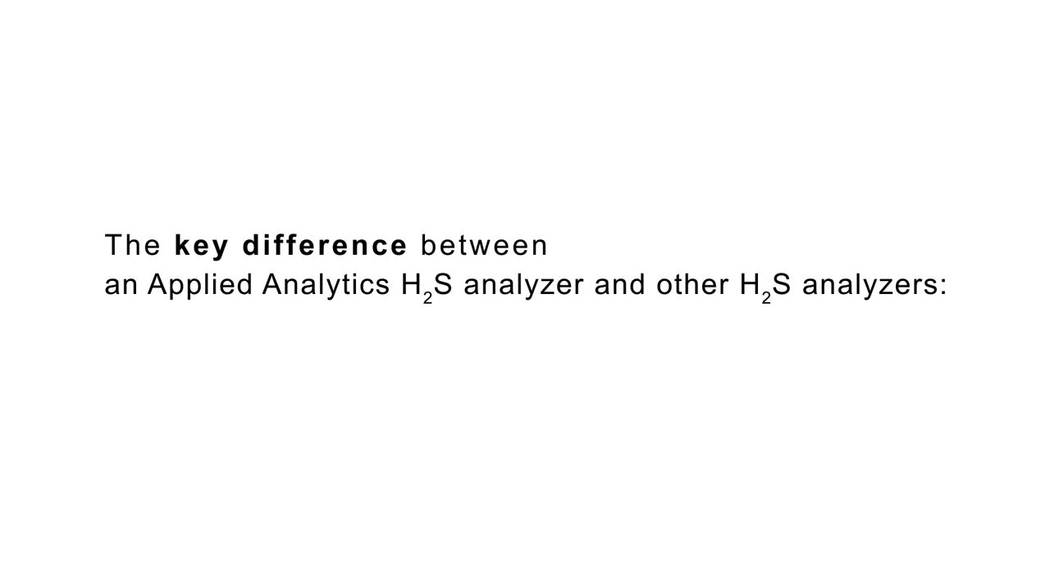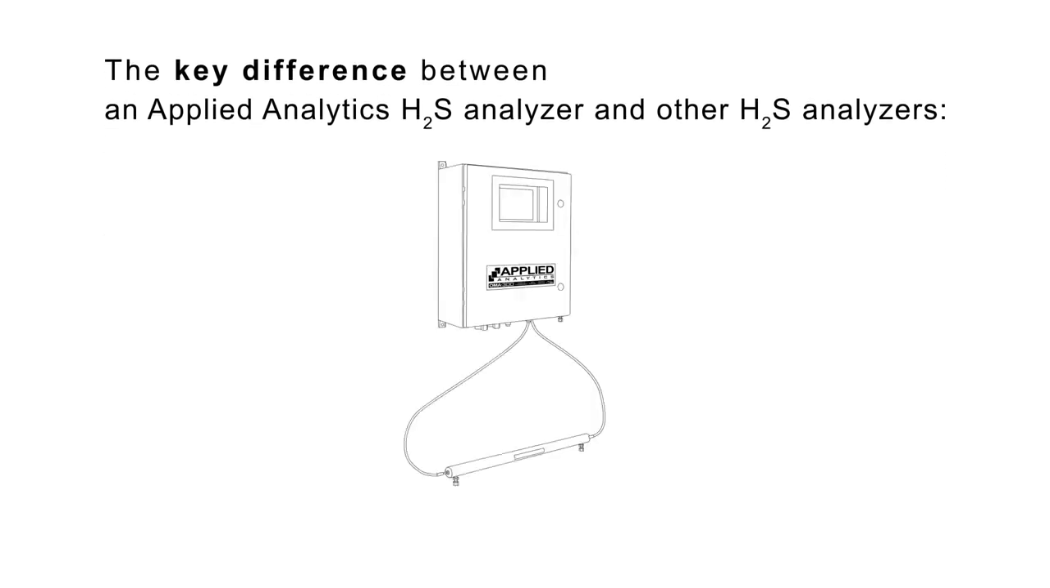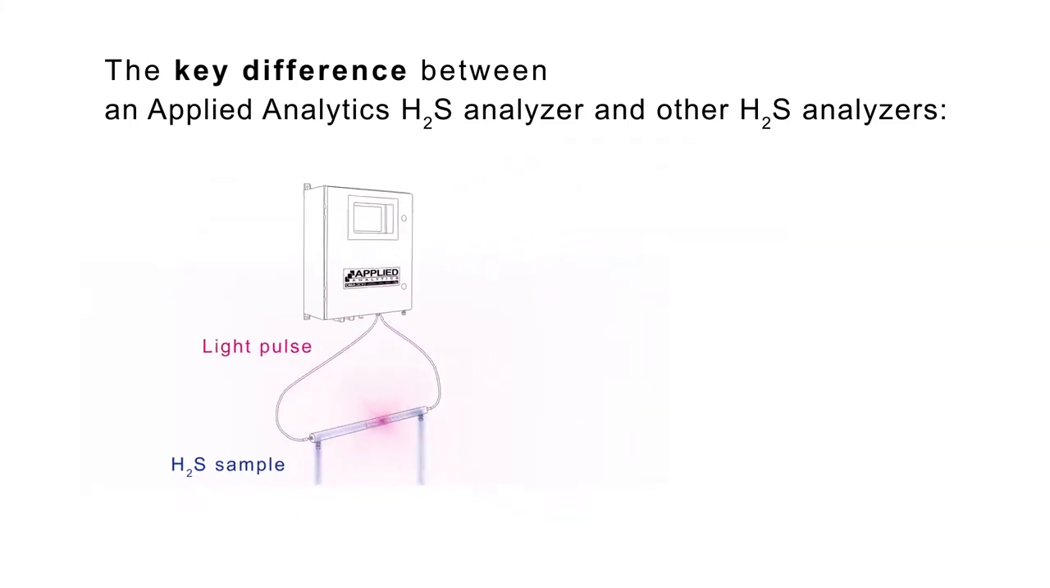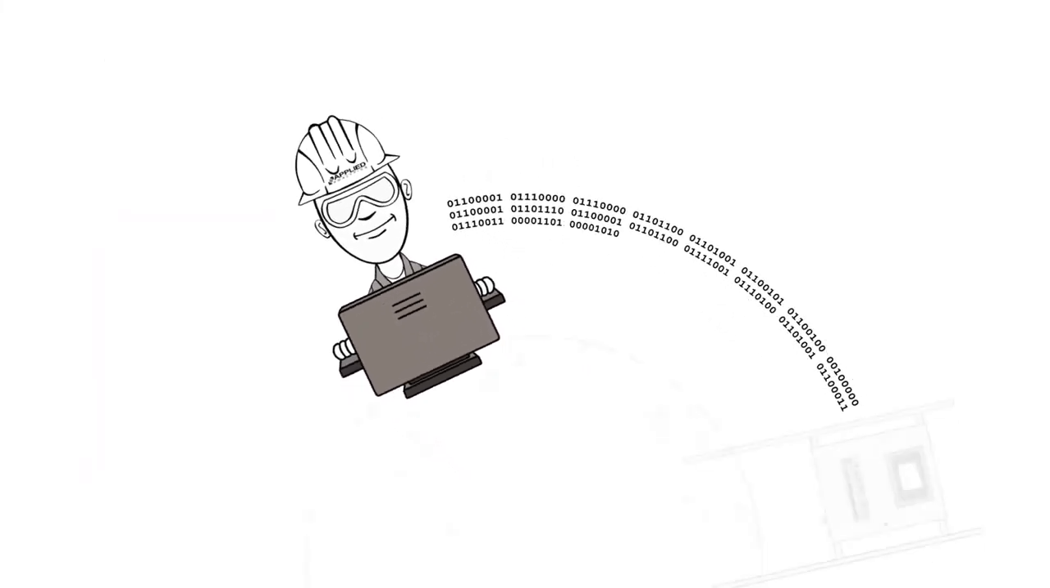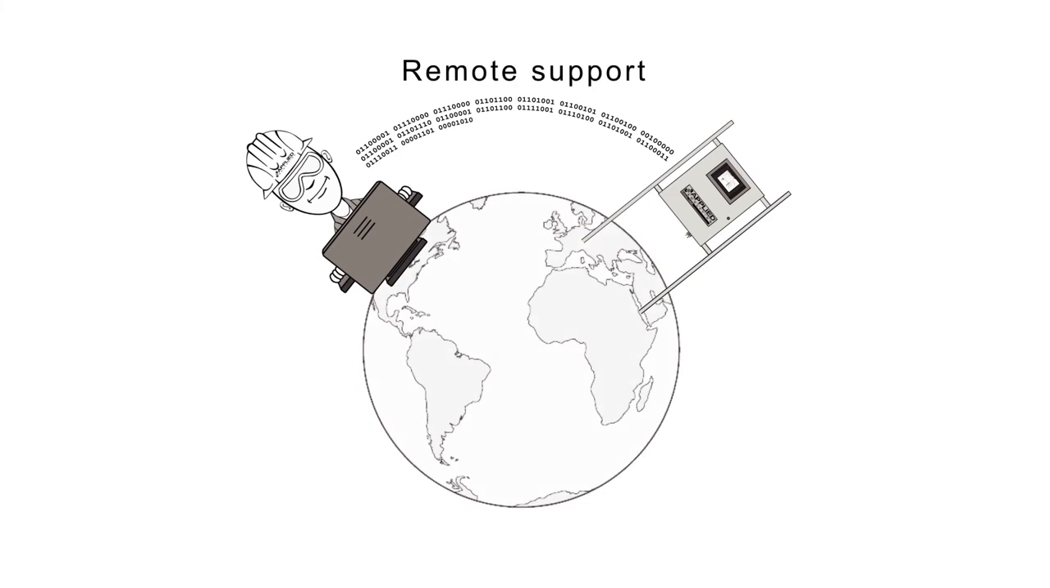Safety. The key difference between an applied analytics H2S analyzer and other H2S analyzers is the use of fiber optic cables and external flow cells. We bring the light to the sample instead of bringing the sample to the light. The toxic sample fluid is only required to circulate through the dedicated flow cell and never enters the analyzer enclosure. Remote support. We offer remote support to your applied analytics analyzer.